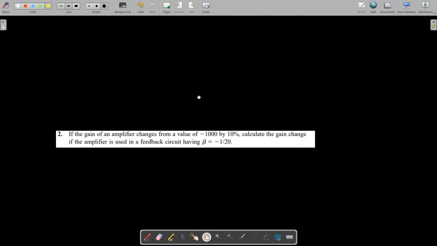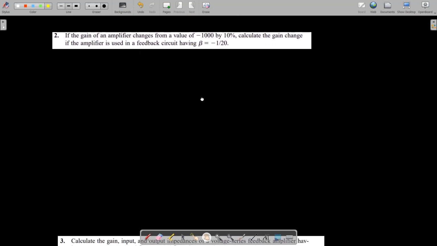Let us solve problem number 2. Problem number 2 states that if the gain of an amplifier changes from the value of minus 1000 by 10%, calculate the gain change if the amplifier is used in a feedback circuit having beta equal to minus 1 by 20. So this problem is from the topic gain stability with feedback.